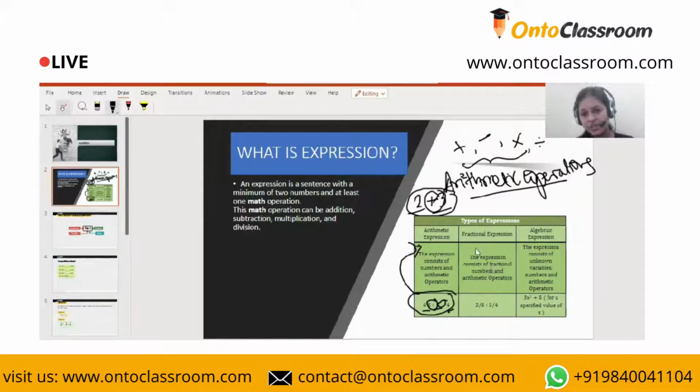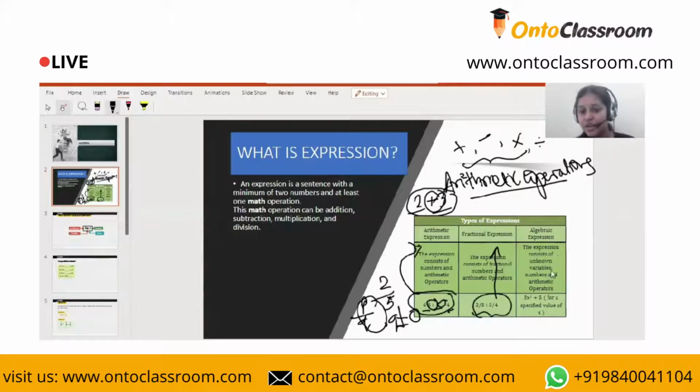Now, what are fractional expressions? These consist of fractional numbers and arithmetic operations. We know how a fraction looks. Suppose we have a number 2 by 5, or any number in the form of p by q, with q not equal to 0. We call this a fraction. A fraction along with an arithmetic operator is called a fractional expression.